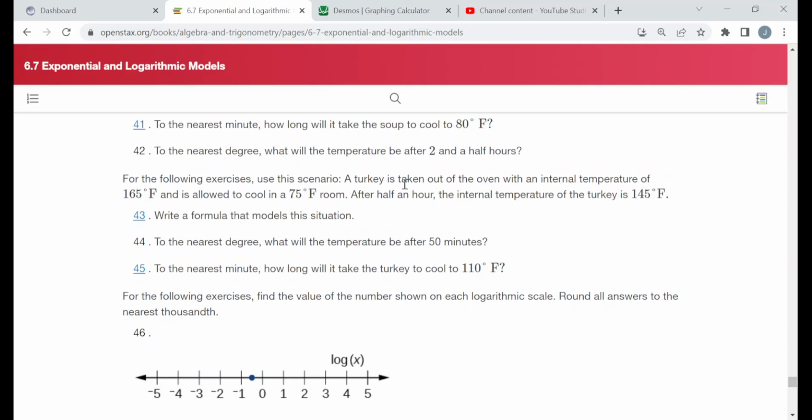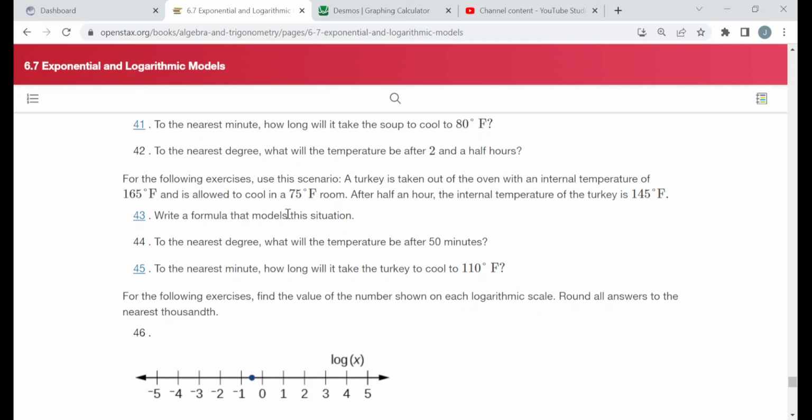So, a turkey is taken out of the oven, just like the soup, just like the cheesecake. The initial temperature of the turkey is 165. This is basically like the cheesecake one. And it's allowed to cool in a 75 degree Fahrenheit room, though. It's not put into the fridge, just a room that's 75 degrees. So the value of T sub s is 75, and the value of A is 165 minus 75, that'd be 90. The initial difference between the temperature of the object and the temperature of the surroundings.